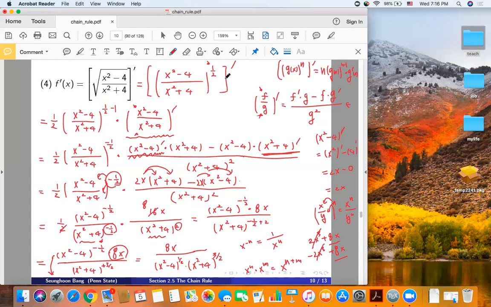Right? So this is not yet the end. You can change it back to radical form. I can change it to the radical form here. This is the same as 8x over the square root of x squared minus 4 times the square root of (x squared plus 4) cubed. So that's it. This is the final answer.